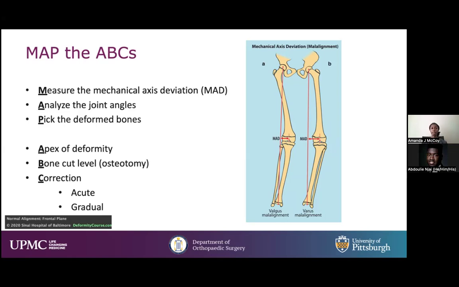And then once you decide where the deformity is and where you're going to make your bone cut, you have to think about how you want to correct your deformity. You can do it acutely, which means you fix the osteotomy acutely with pins or plates, or you can do it gradually, which means you might use an external fixator.